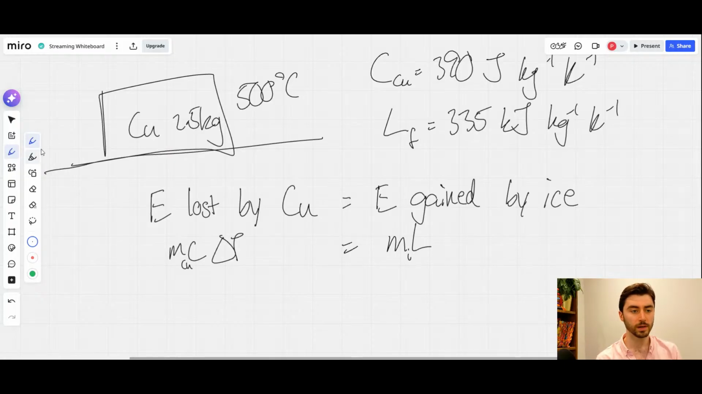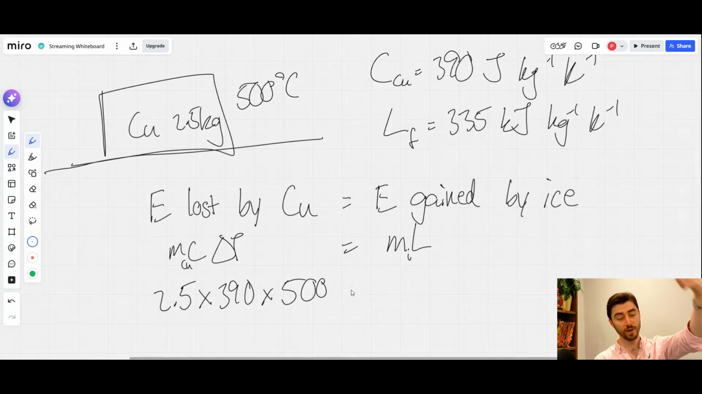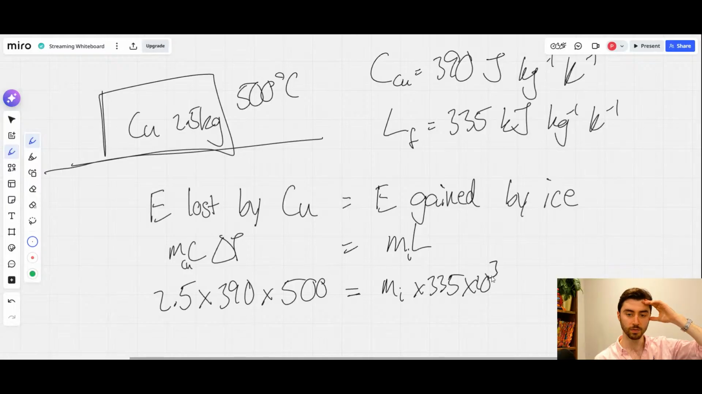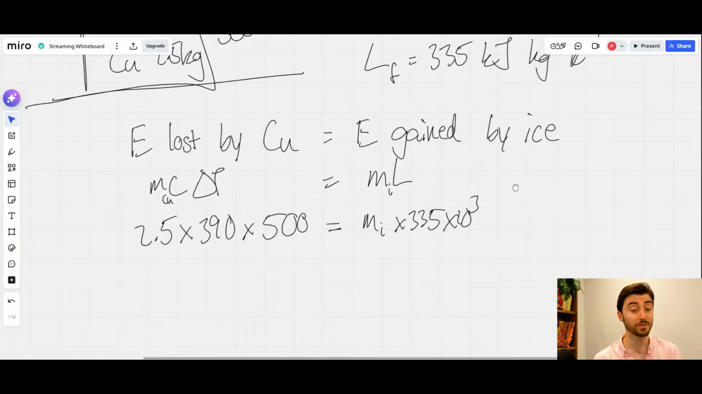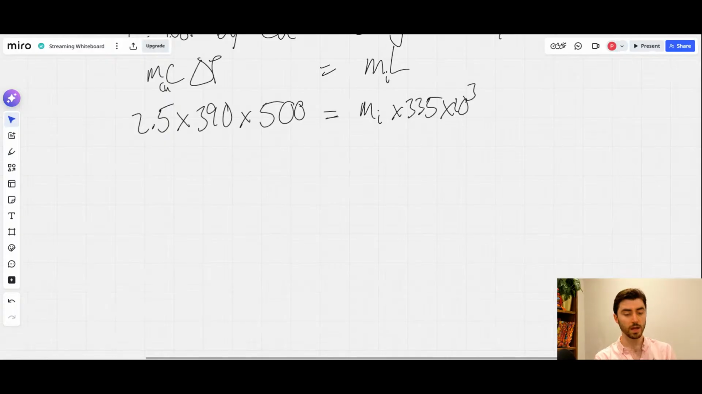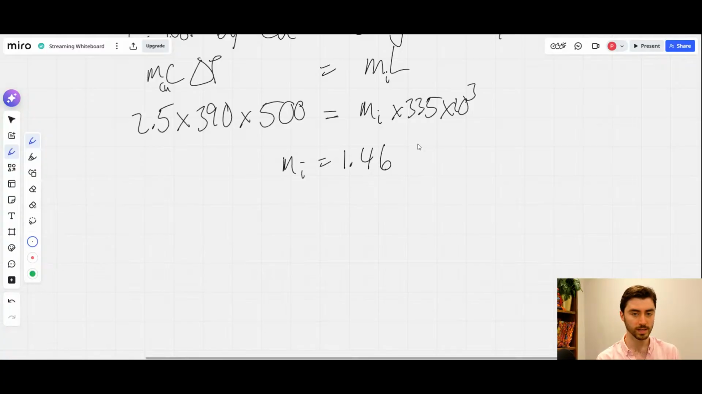Now, the mass of the copper is 2.5, specific heat capacity 390. The delta T would be 500, because it's going from 500 degrees C down to 0, where it stops melting the ice. And this would equal the mass of the ice that melts, which we're trying to calculate, times 335 times 10 to the 3. This ends up being a fairly simple rearrangement, where we do 2.5 times 390 times 500 all over 335 times 10 to the 3. And we find that the mass of ice that gets melted is 1.46 kilograms.